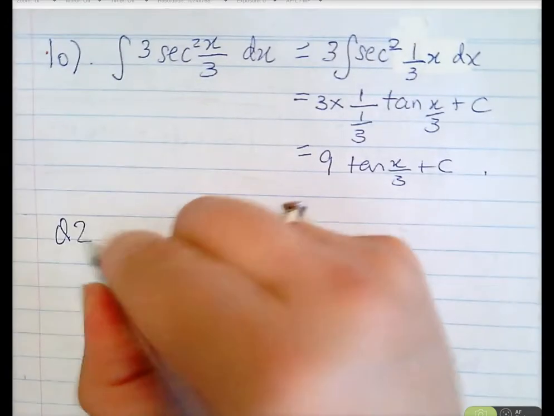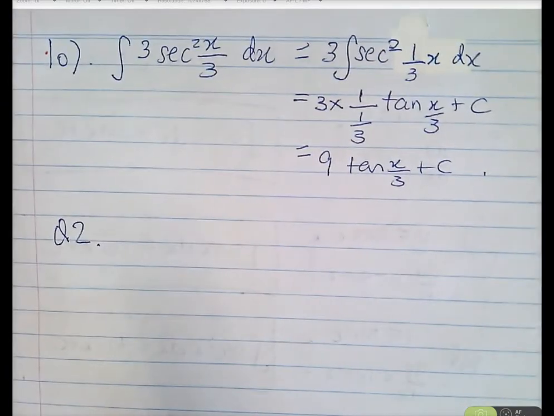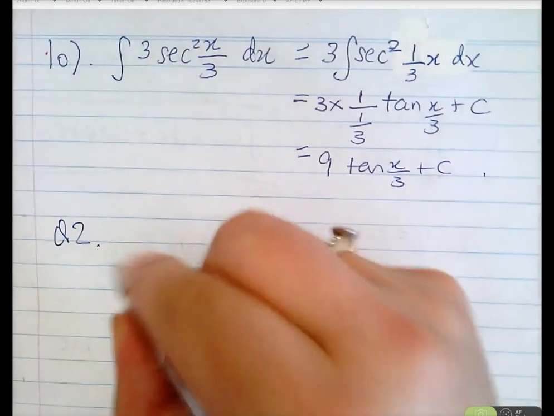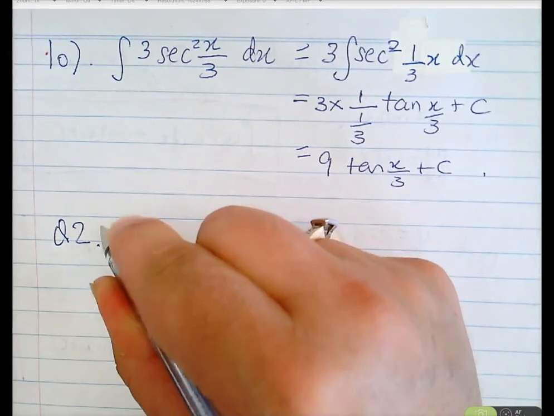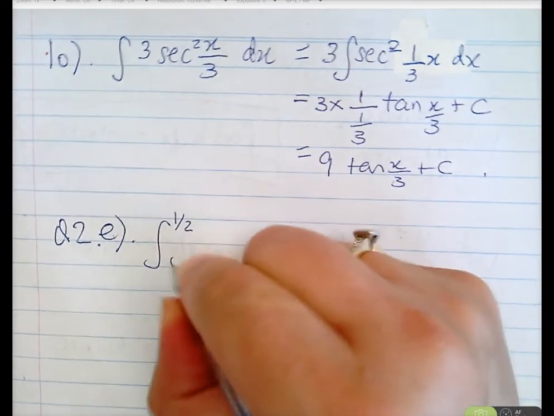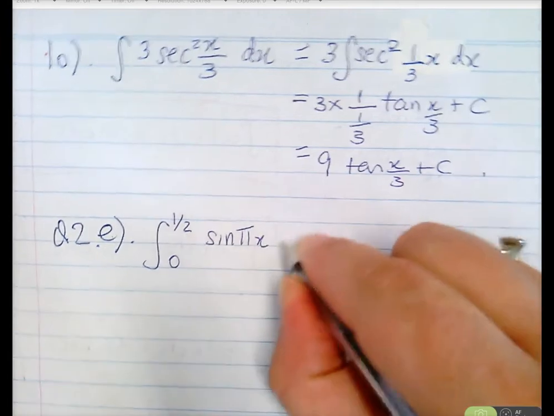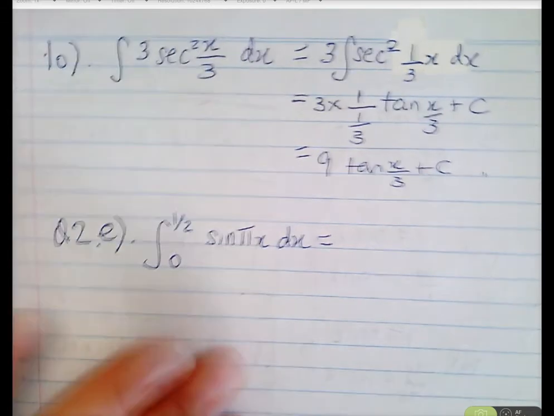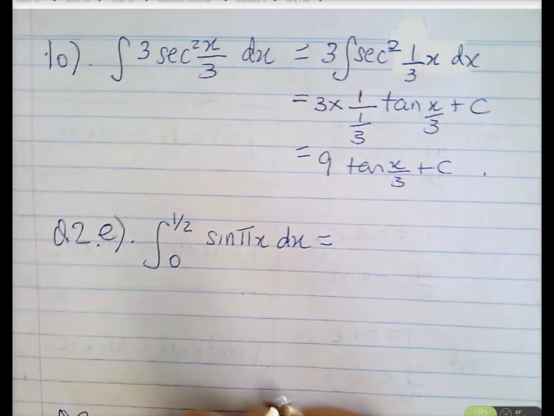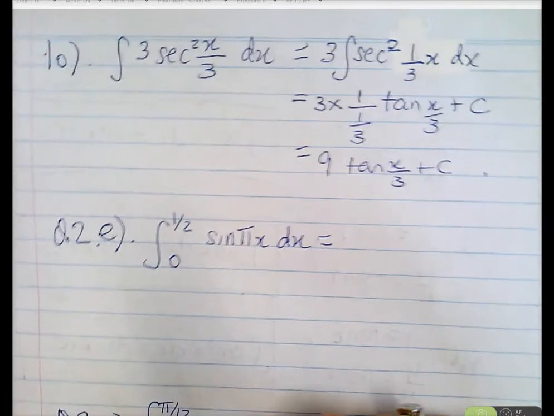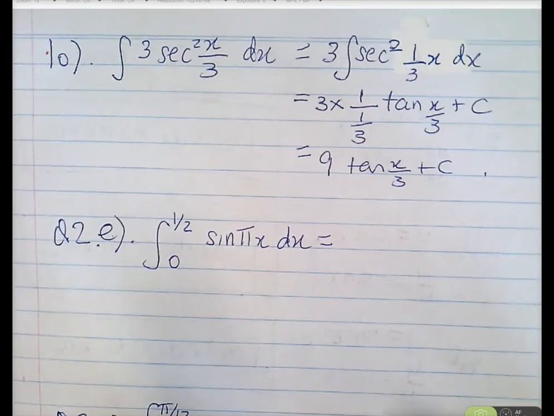Okay, we'll do some examples from question 2. We're going to integrate question 2e. I might do a cos one in a minute. I will in a minute. Integral from 1/2 to 0 of sine pi x dx. And then I'm going to do question 2g: integral from pi on 12 to 0 of 3 cos 2x dx.